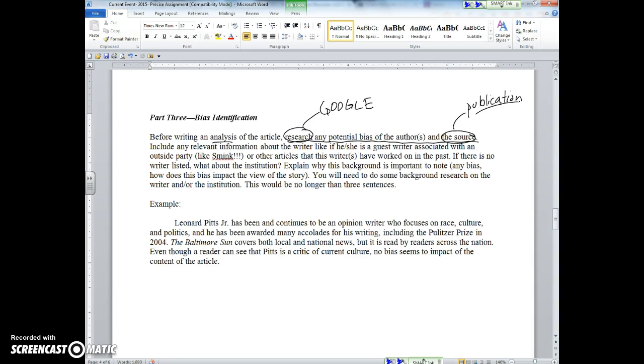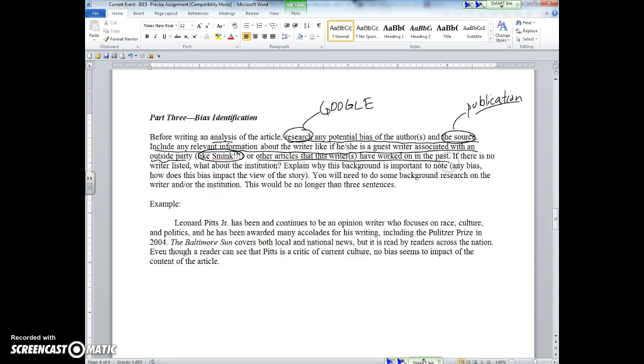So when you're identifying bias, you should include any relevant information about the writer, like if he or she is a guest writer associated with an outside party, like Smink was. If we would have done this bias identification, we could have very easily identified very quickly that this is what Smink spends his time doing. This is what he does. He doesn't write for New York Times, but he definitely does write for and about and work with or on student learning materials.